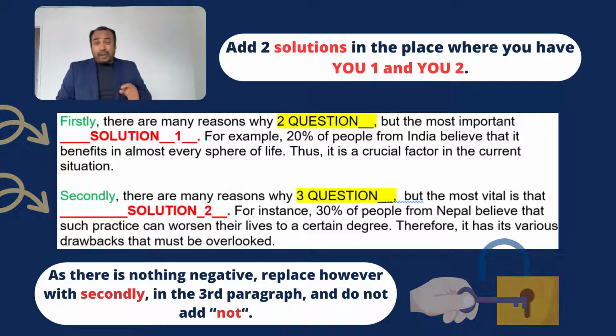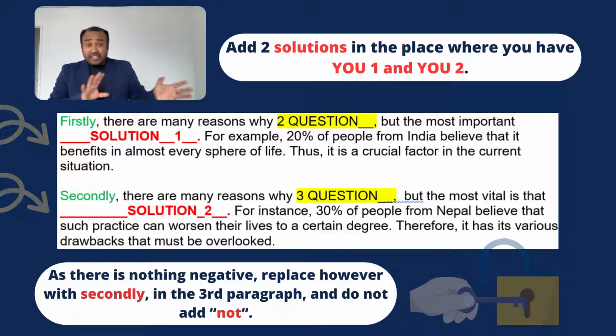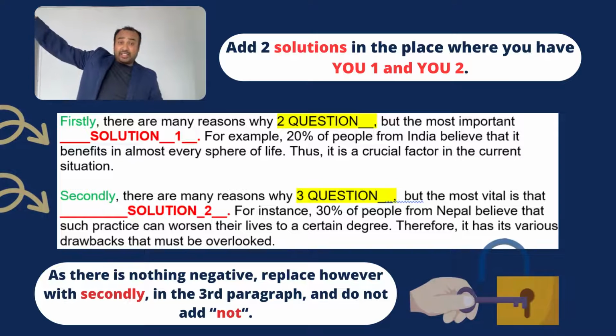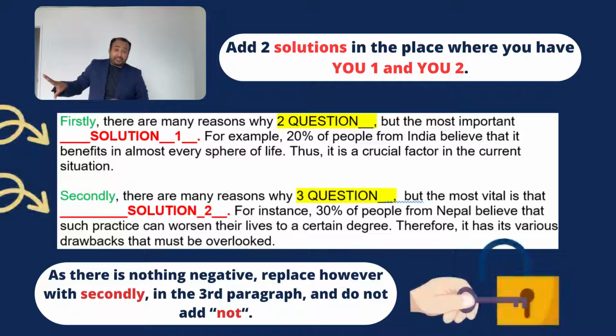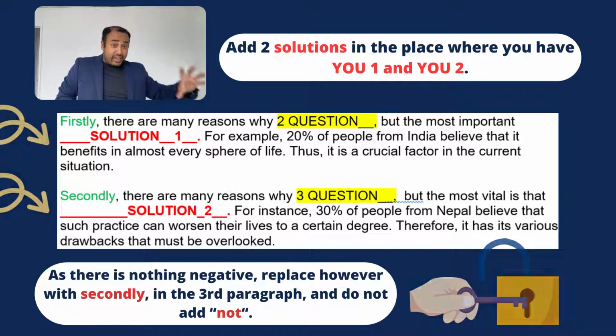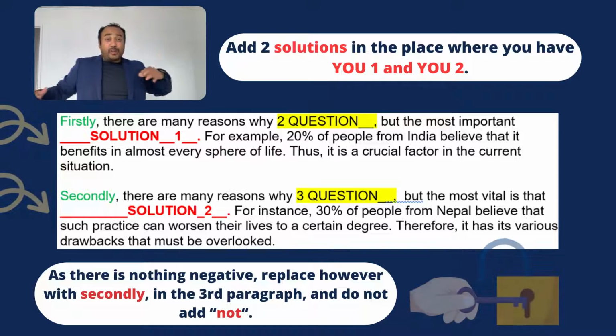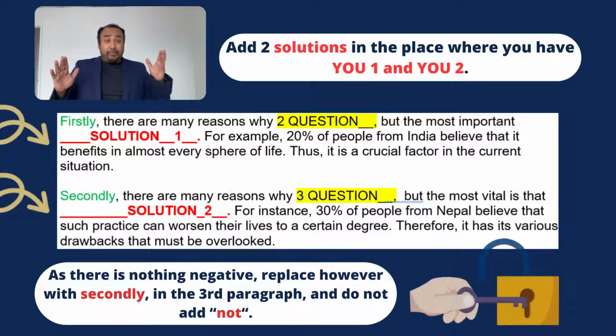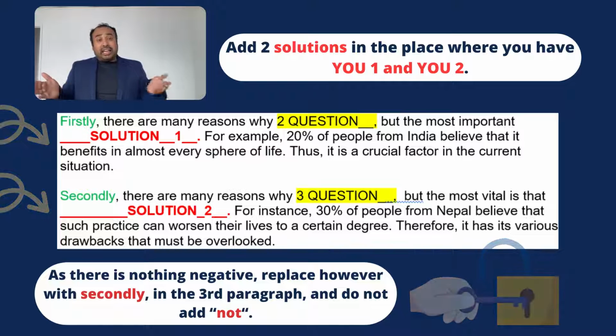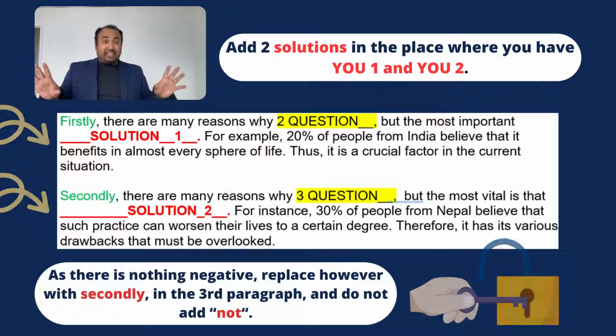In your 3rd paragraph, where you said the word however to make it negative, since there's nothing called negative here, you need to change the word however to secondly. So firstly in the first paragraph, secondly in your 3rd paragraph. And same thing again, you give another solution. You just say another way you can help with the parking or the traffic. You might say that cars are only allowed in the cities during after hours, and during the peak hours you have to use public transport, something like that. Just write it down. That's the only thing you have to do.